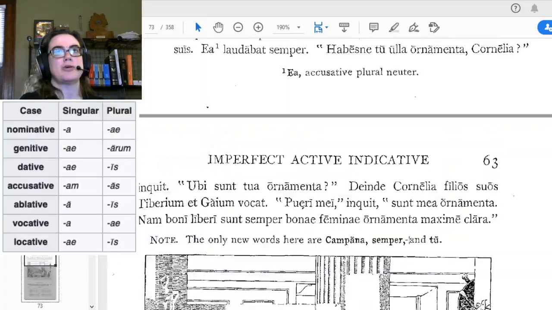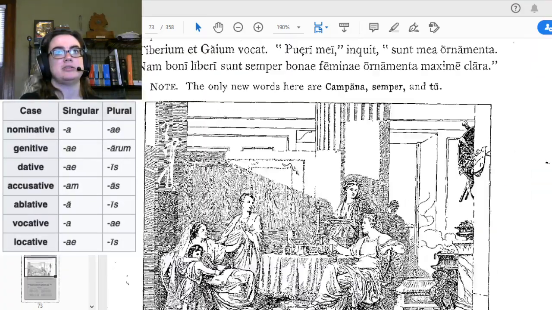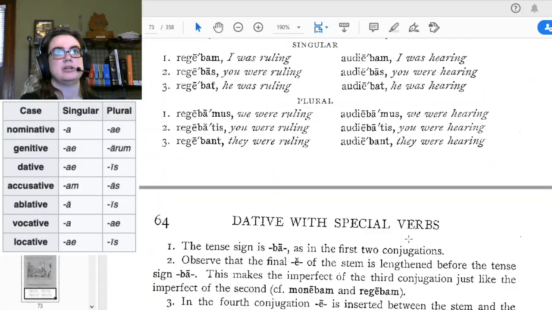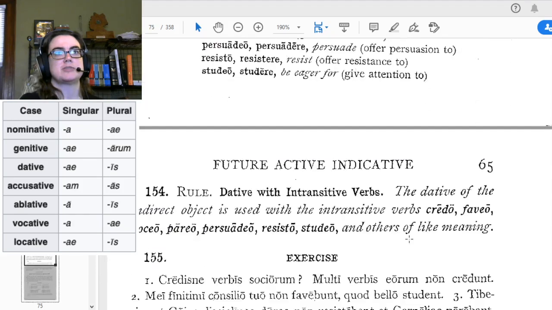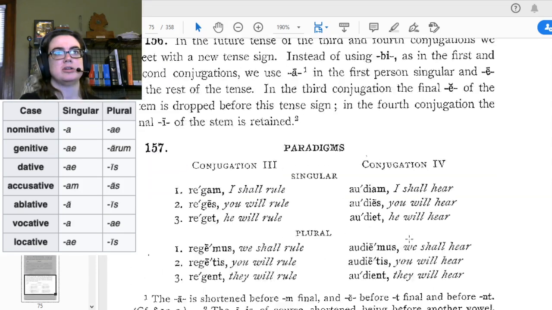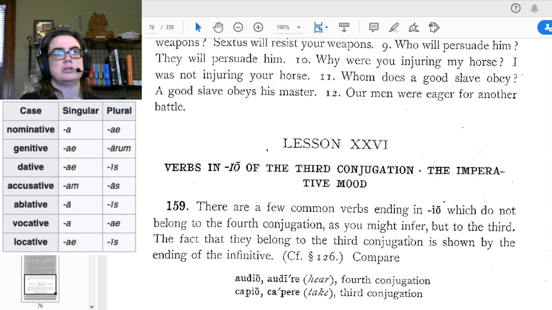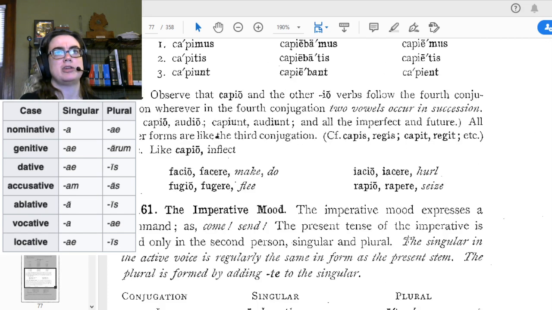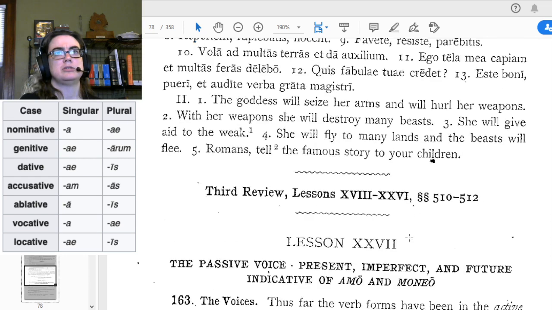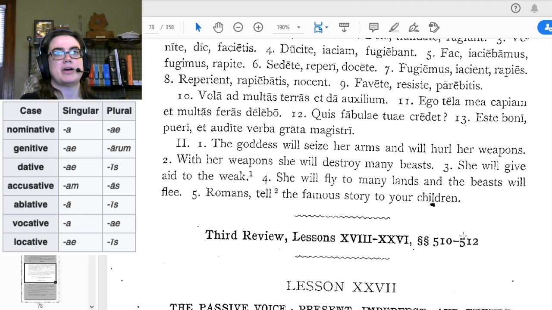Oh, we're going to hear more about Cornelia next time. Awesome. Dative with special verbs, so we get more dative action. Future. Okay. Oh, and the imperative. We'll do the imperative too. Yeah. Oh, passive. Yeah, we won't go into passive next time. We'll get through 26 though.